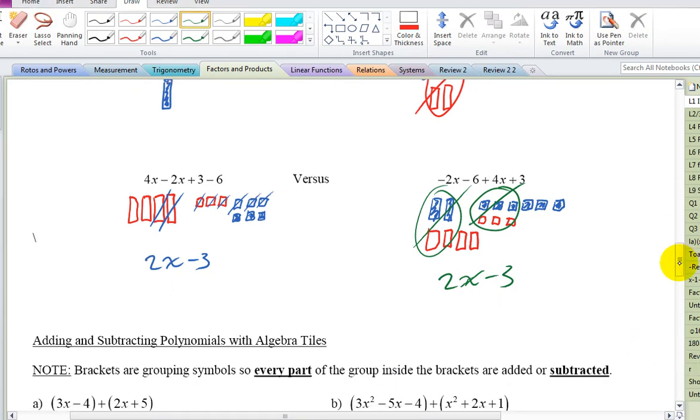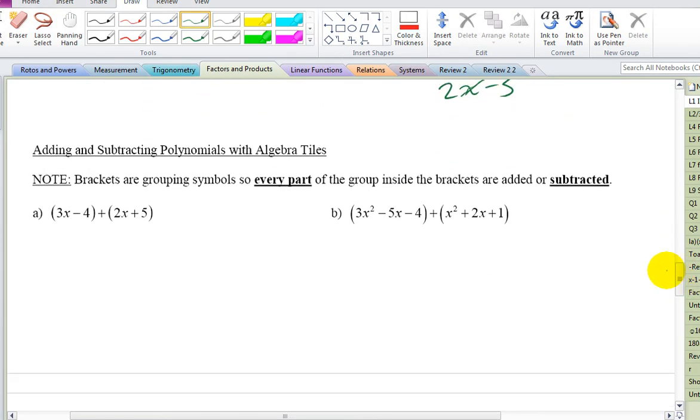So what we're going to do, adding and subtracting with the algebra tiles. Notice we have brackets now. Brackets are grouping symbols. Okay. So every part of the group inside the brackets is added or subtracted. And it's a subtraction where you always have to be careful, okay, because it changes things. So let's start by drawing 3x minus 4. Do that real quick.